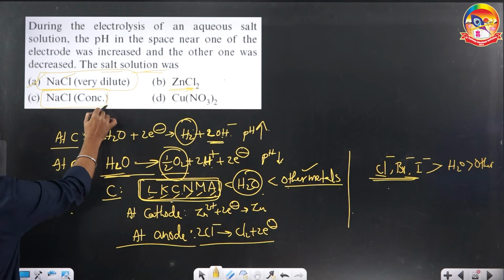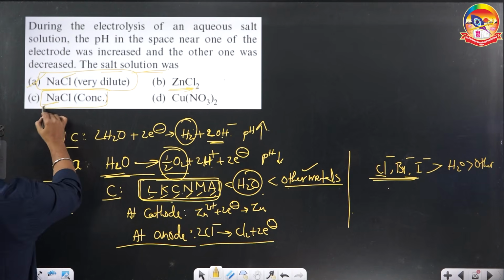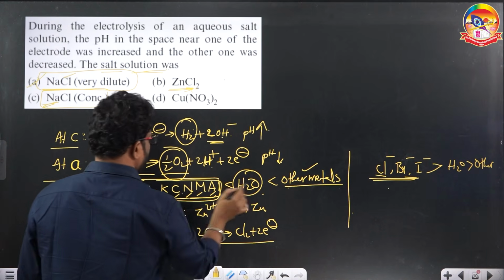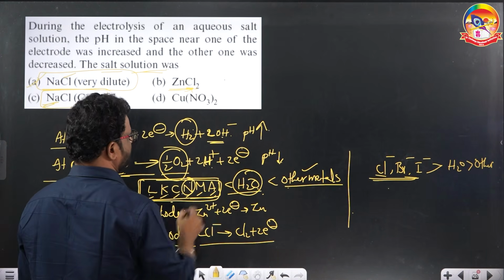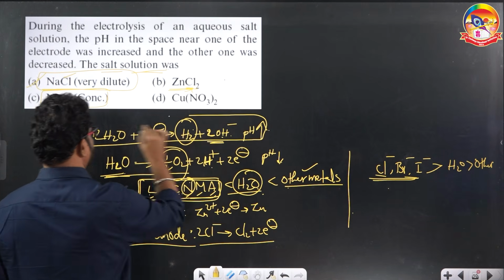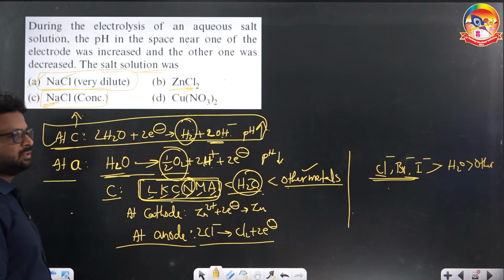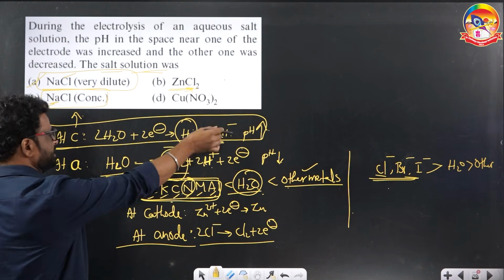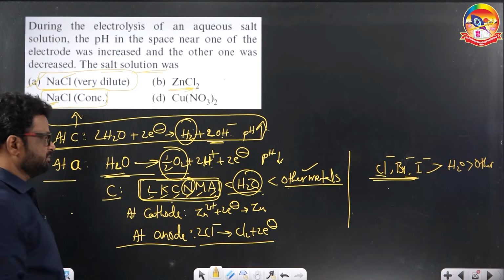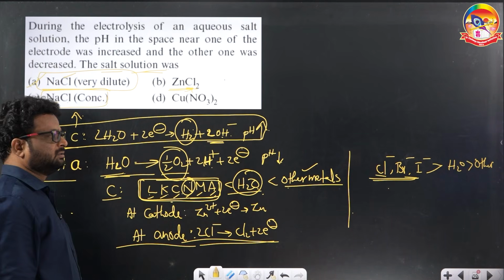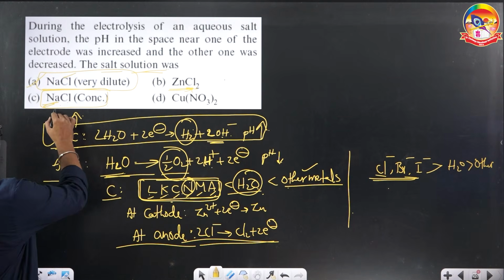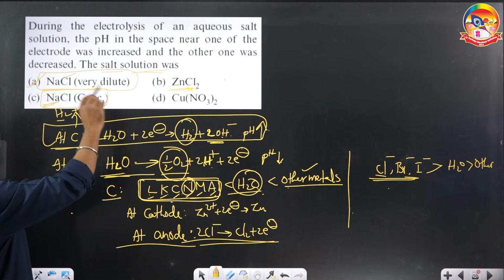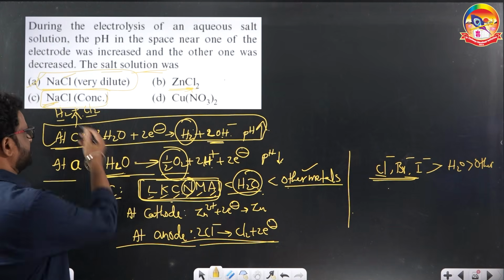If it is aqueous NaCl, sodium is present at the cathode, which means water has more tendency to undergo reduction. So this reaction occurs at the cathode: H2 is one of the products, OH- is released, and pH increases. The other ion is Cl-, so chlorine gas is liberated. H2 is one product, Cl2 is the other product, but only at the cathode there is an increase in pH; at the anode there is no change in pH. So it is not the option.